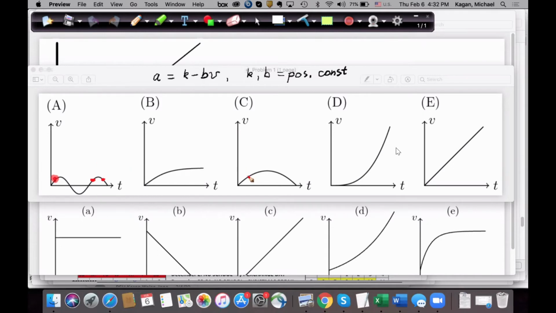Same situation is here, right? You pick points of the same v, but they have different slopes, different accelerations. Make sense? Yeah, so this is the reason why A and C don't work, and in fact, the graph has to be monotonic. So you're saying B.